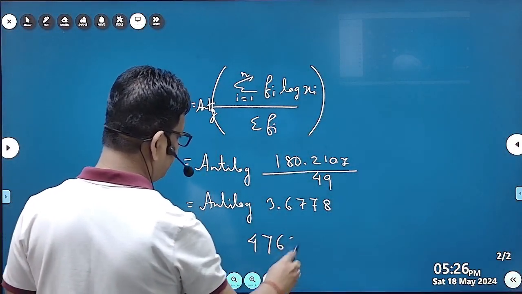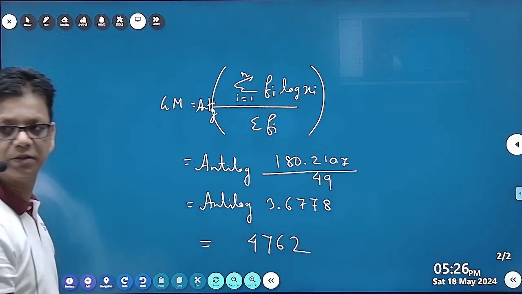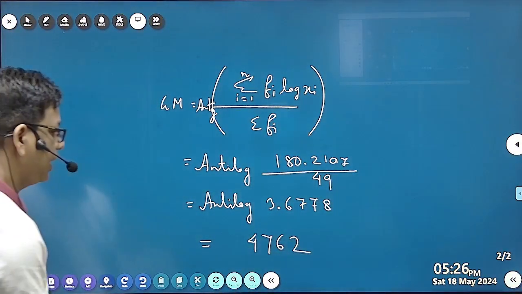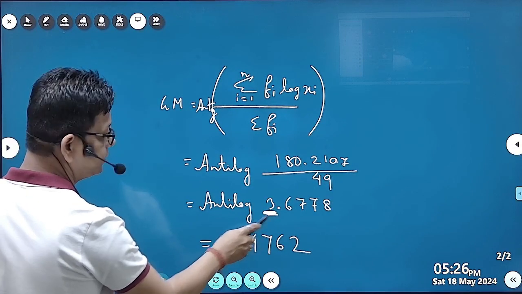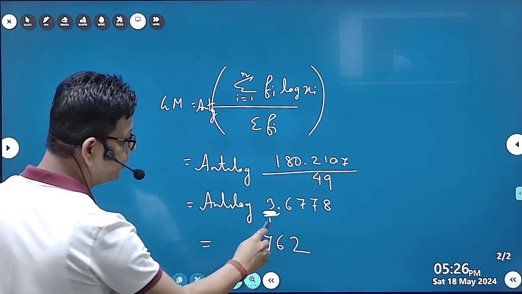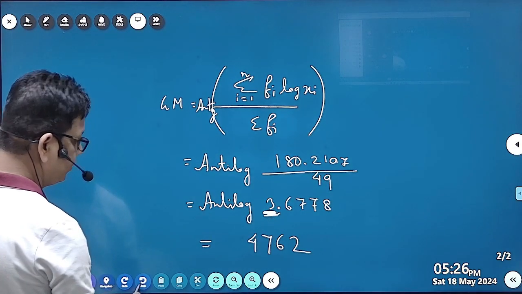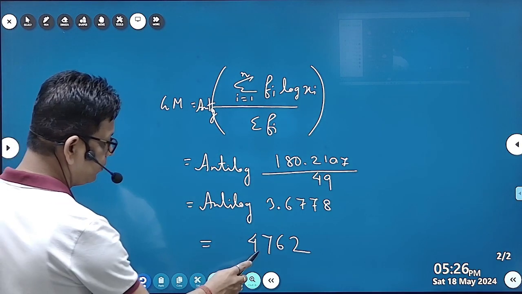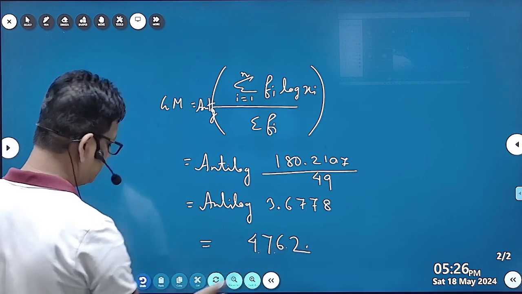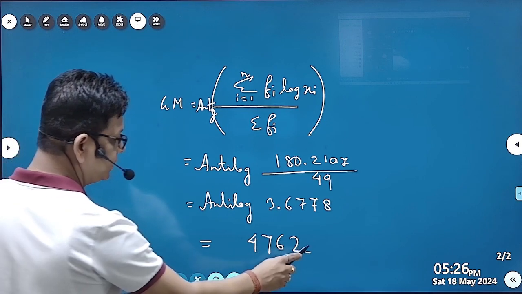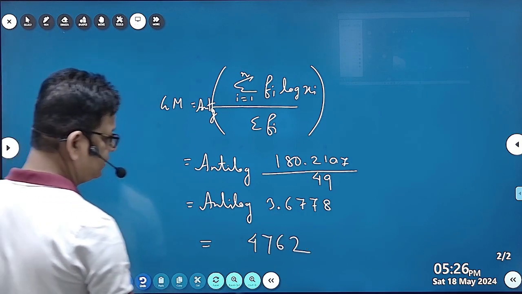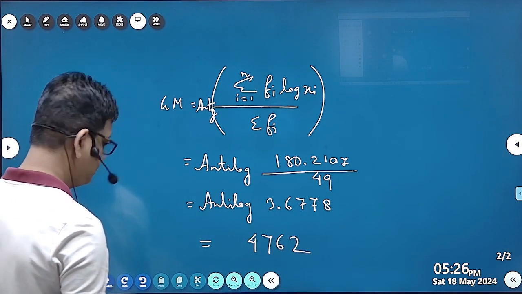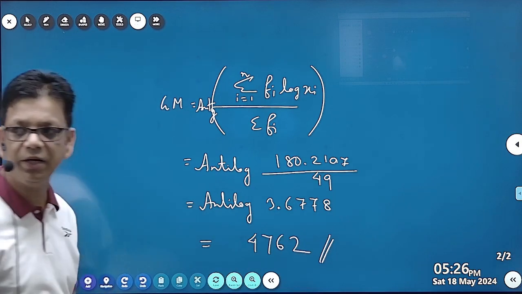4762. Now tell me how to find. What about the decimal one? After how many digits? So what is this number here? 3. So since it is 3, we have to do one more than that. That means how much? 4. So 4 means 1, 2, 3, 4 here. Since there is no digit after that, so 0.0 actually. But after the point, the zeros are meaningless. So this is only your required answer.